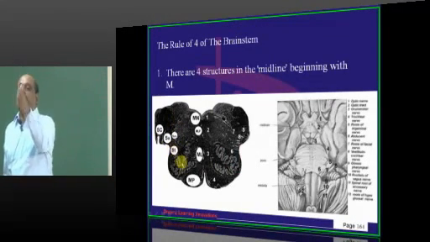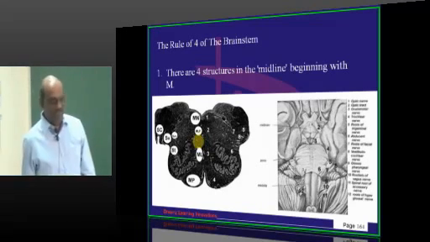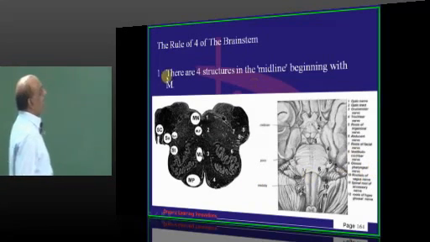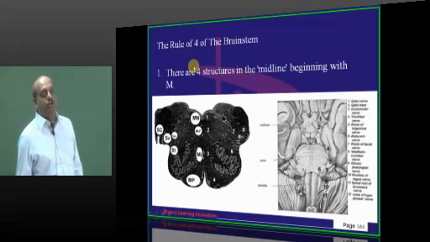The rule of 4 of the brainstem, don't forget doctor. If you take the brainstem, what is the brainstem made of? Midbrain, pons, medulla. It is like a ground floor, first floor, second floor, a G+2 structure, an east facing G+2 villa. There are 4 structures in the midline. It is called the Rule of 4 of the brainstem.